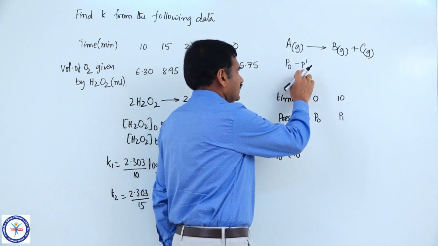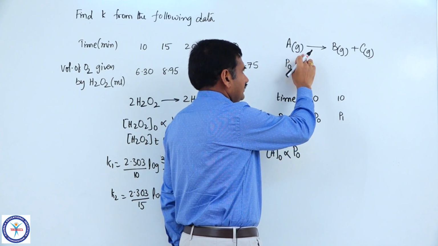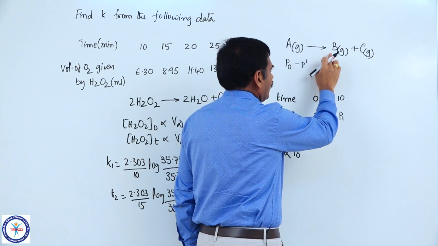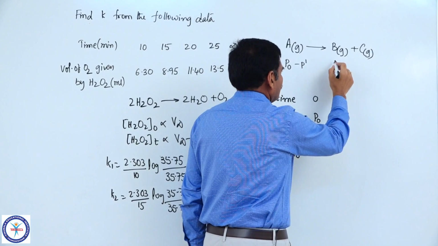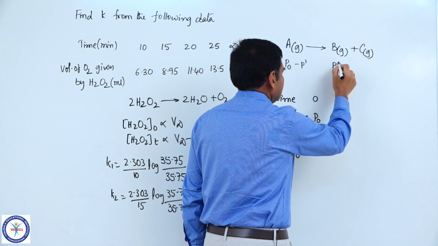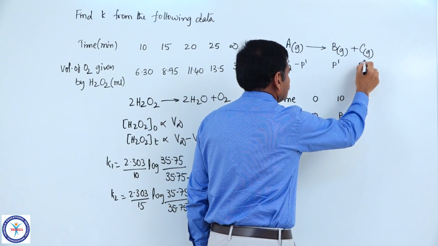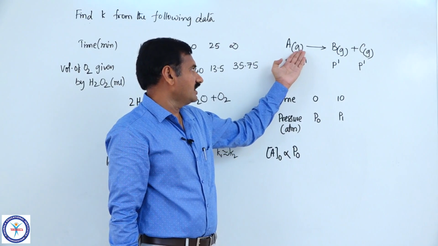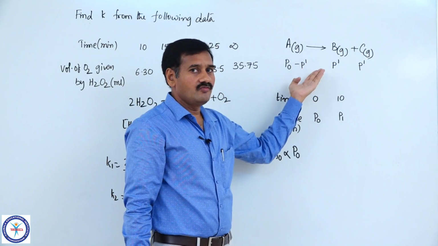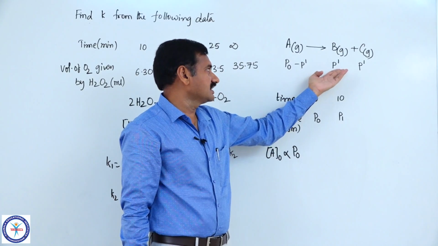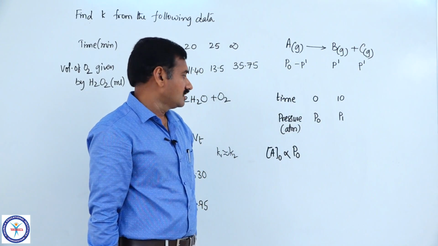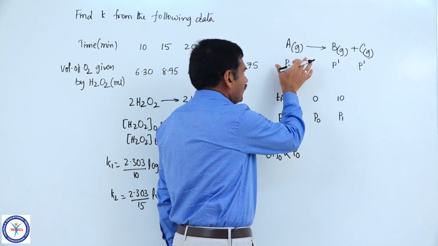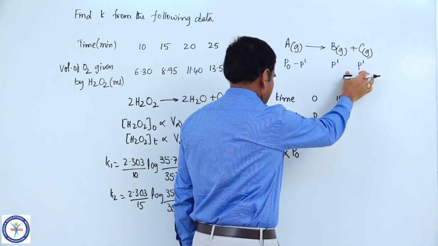So, if P dash is the drop in pressure due to dissociation of some A, obviously from dissociation of 1 mole of A, 1 mole each of B and C are forming. Therefore, the pressures developed from B and C are also P dash and P dash. For every 1 mole dissociation of A, 1 mole each of B and C are formed. So, if P dash is the pressure drop of A, P dash is the increase in pressures of B and C. Now, what is this P1? P1 is equal to pressure of A plus pressure of B plus pressure of C.